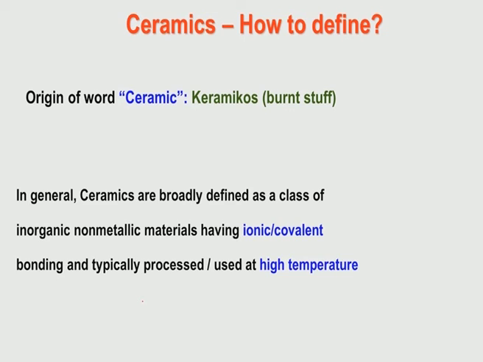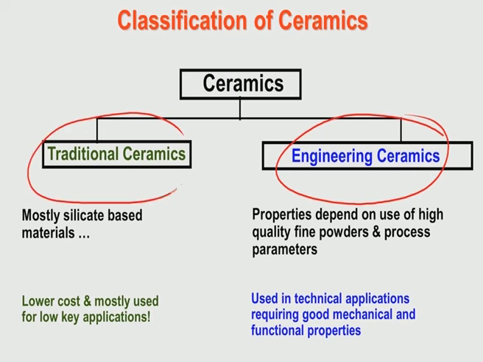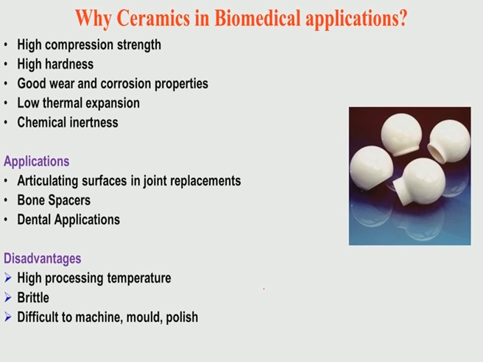So, this is a formal textbook type of definition of ceramics. In general, ceramics are broadly defined as a class of inorganic non-metallic materials. It has a combination of ionic and covalent bonding, and typically it is processed at high temperature. There are two broad classifications, engineering ceramics and traditional ceramics. Engineering ceramics depend on the use of high quality fine powders and process parameters, and they are used for a variety of applications, right from space shuttle tiles to the artificial bone structure, which we will discuss more and more in this course.